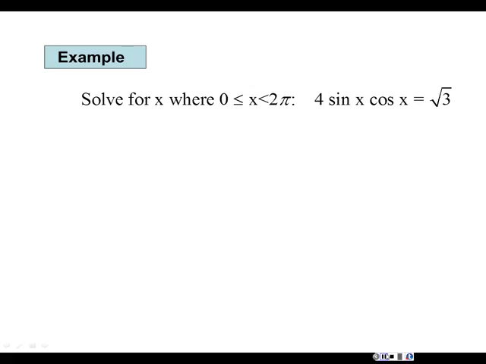So we have 2x equals to pi by 3 plus 2n pi. So to get the x from here, we divide both sides by 2. So we have pi by 6 plus n pi.